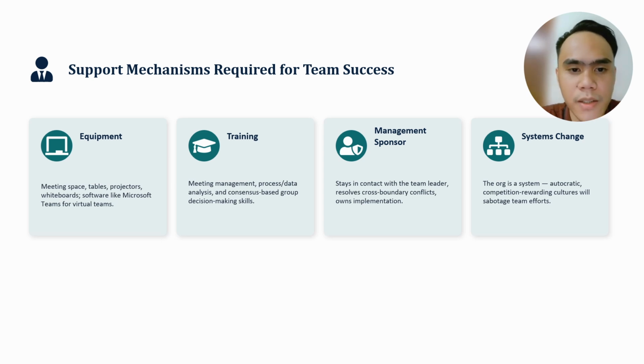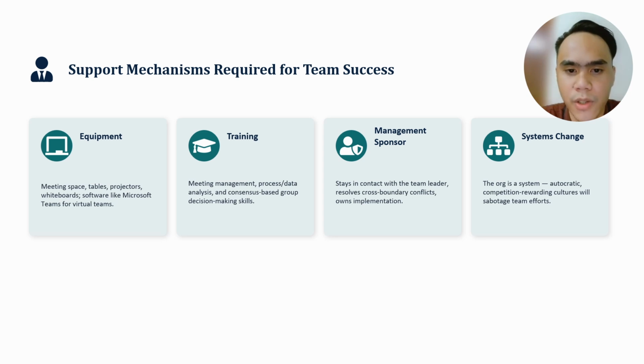Next is training. Unless an organization is extremely lucky, most employees put into a team will not already have all the skills needed to participate effectively. That includes skills like how to plan and run an effective meeting, how to analyze process data, and how to make group decisions based on consensus rather than just deferring to the loudest voice in the room. So the organization has to determine the specific skills required, assess current skill levels, and then actually provide the opportunities to close that gap. Training is not optional infrastructure here; it's load-bearing.